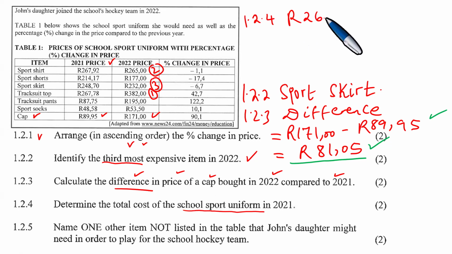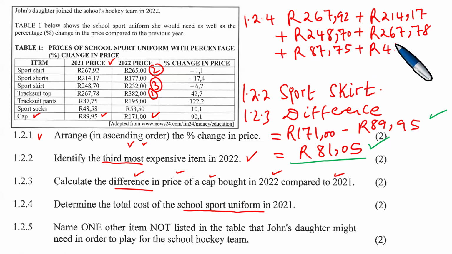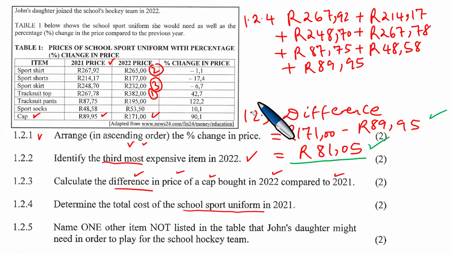So we're going to say 267.92 plus 214.17 plus 248.70 plus 267.78 plus 87.75 plus 48.58 plus 89.95. Then use a calculator to do this. I'm sure it's way too easy. Right, if you use a calculator, what do we get out of these?